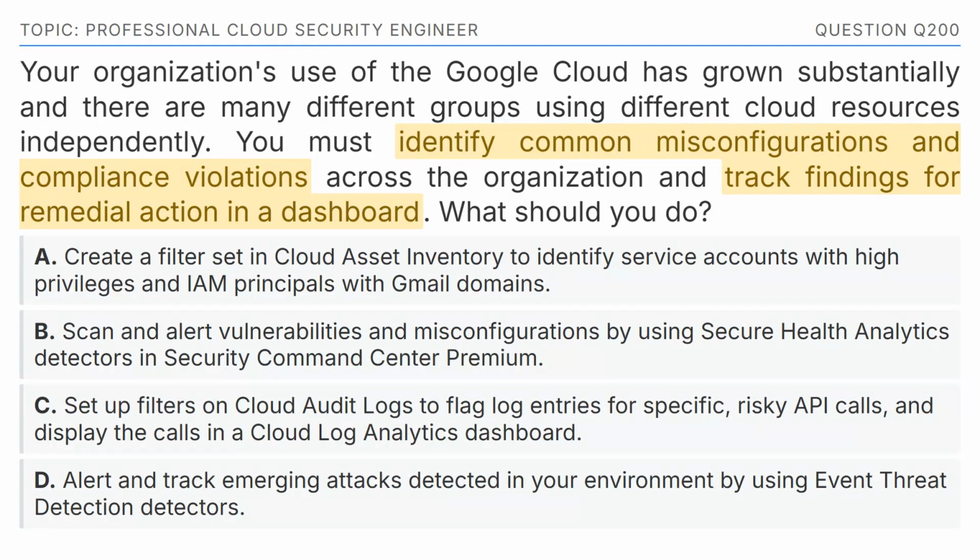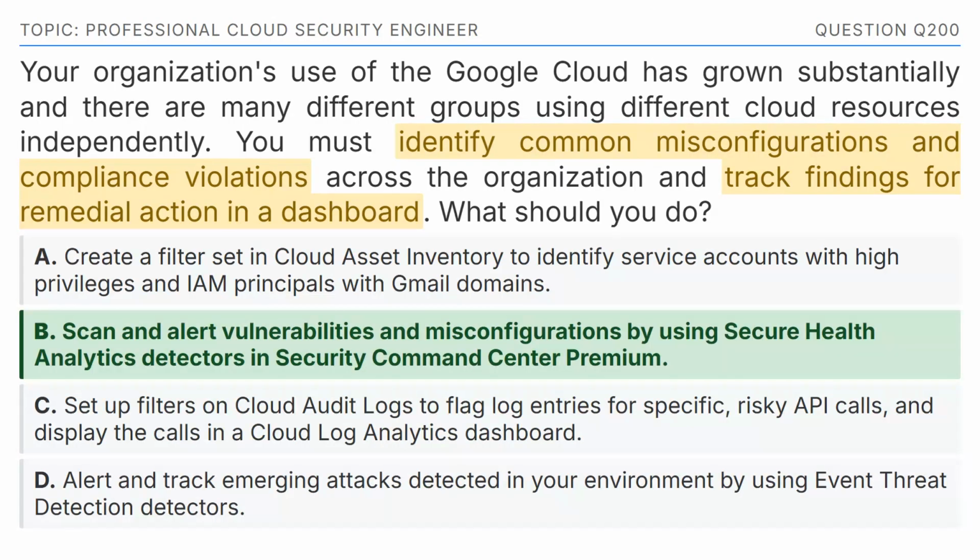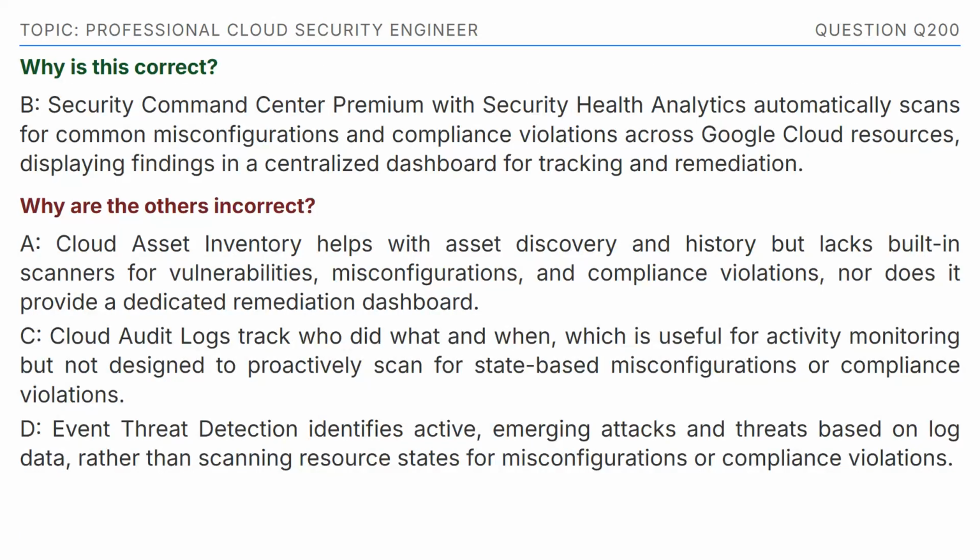To arrive at the correct answer, we focus on the keywords: identify common misconfigurations and compliance violations, track findings for remedial action in a dashboard. The correct answer is Option B. Scan and alert vulnerabilities and misconfigurations by using Security Health Analytics detectors in Security Command Center Premium. Why is this correct? B. Security Command Center Premium with Security Health Analytics automatically scans for common misconfigurations and compliance violations across Google Cloud resources, displaying findings in a centralized dashboard for tracking and remediation.